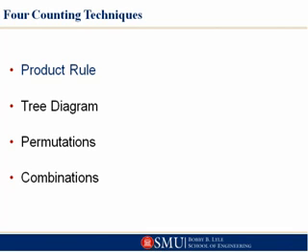There are four different techniques we'll look at here: the product rule, a tree diagram, which I'm sure you've had in the past, I'm going to guess you have, and we're going to look into things called permutations and combinations.